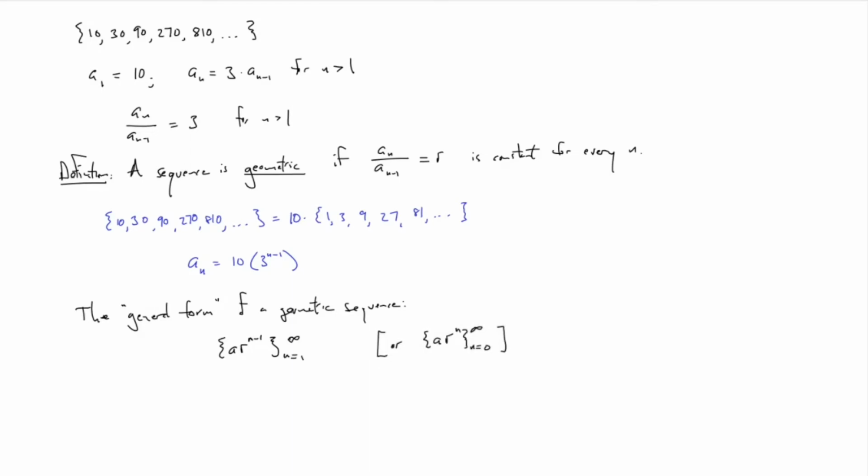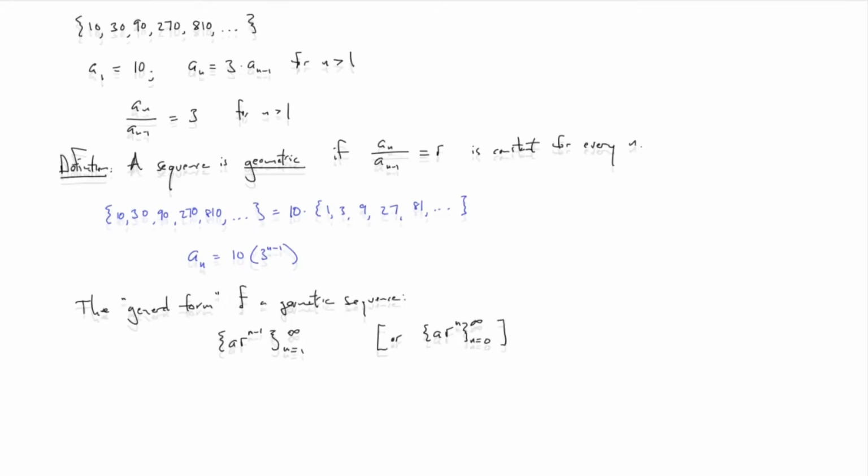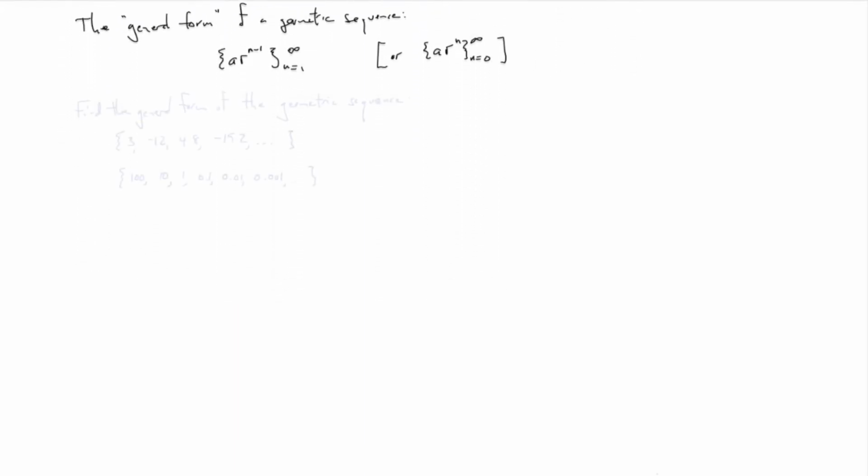You'll sometimes see this written as a times r to the n as n goes from 0 to infinity, because as n goes from 1 to infinity, n minus 1 goes from 0 to infinity. So there are two different ways of writing the same thing. Let's make a little room.